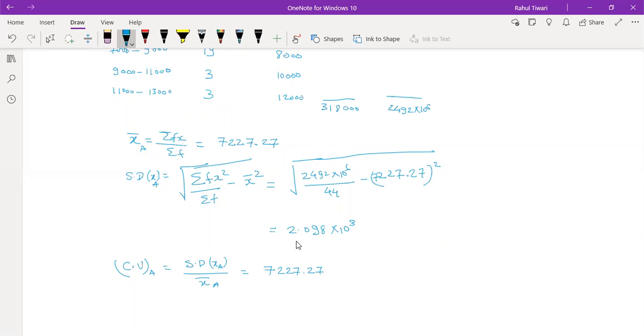X bar will be this quantity, and that divided by 2.098 into 10 raised to 3. If you simplify this one, the answer becomes 29.0289. 29 point 0289.